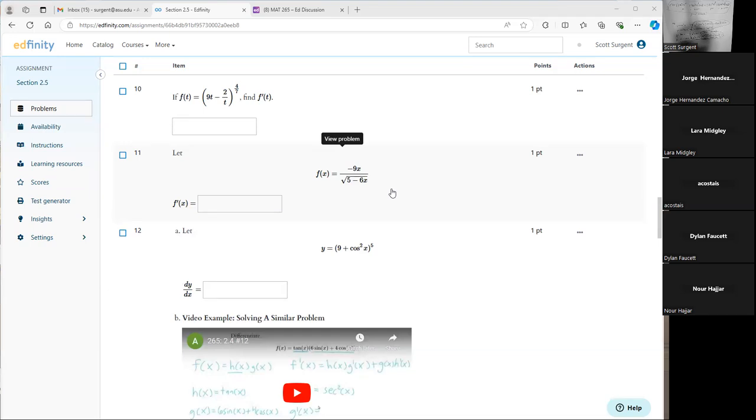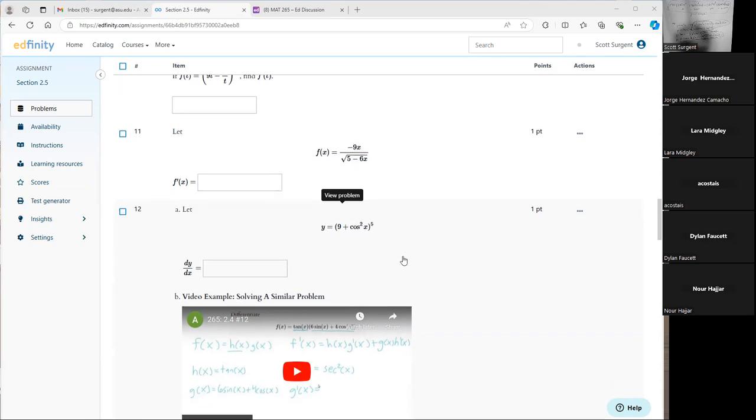For number 12, just power rule, bring the 5 down to the front, leave the base alone to the 4th power. And then you're going to multiply that by the derivative of the base. Well, the 9 just drops out to 0. This actually involves the chain rule too. So you're going to bring the 2 down, 2 cosine x to the first. And then the chain rule again times negative sine x.